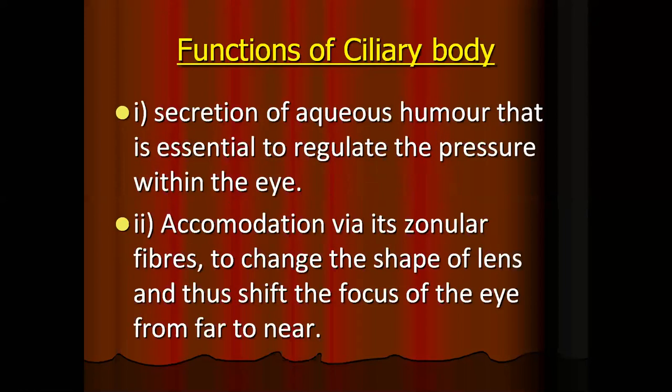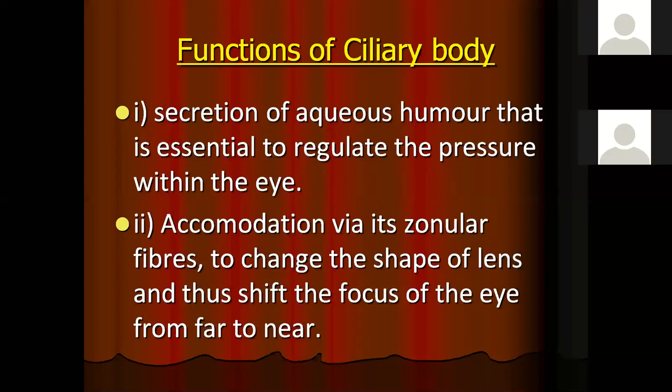Briefly, we should know about the functions of the ciliary body. It is responsible for the secretion of the aqueous humour. And we know aqueous humour is important to regulate the intraocular pressure. The second function of ciliary body is related to accommodation. Ciliary body has zonular fibers which change the shape of the lens and shift the focus of the eye from far to near, which is called accommodation. These are two important functions of ciliary body.